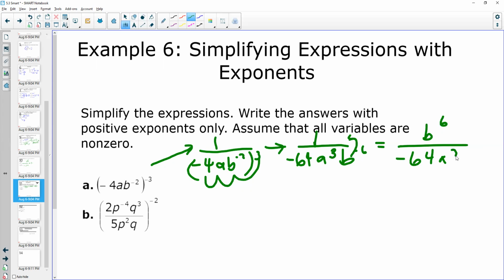If you're stuck somewhere along the way, go take another look. Watch the video again, okay? We're going to do the same process for the second one. First, we're going to flip the whole thing.